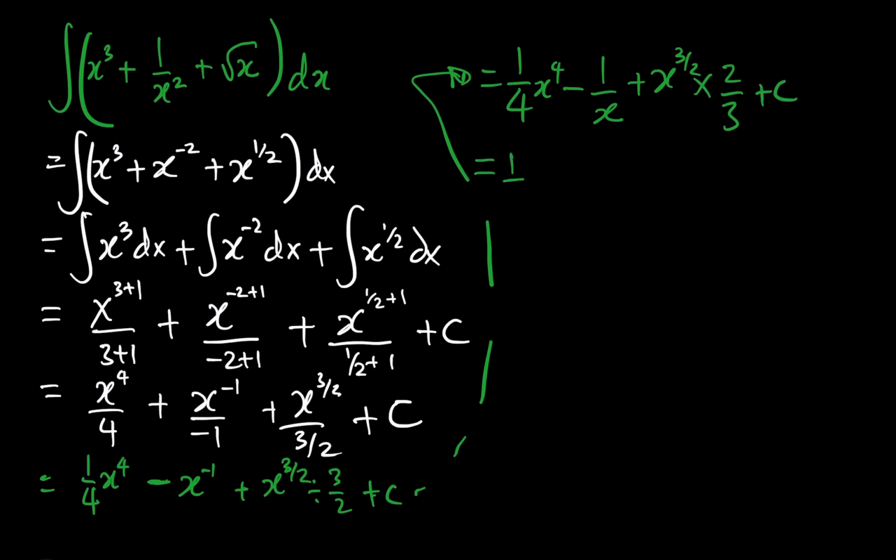And then we have 1 over 4 x to the power 4 minus 1 over x plus 2 over 3 x to the power 3 over 2 plus c. And that gives us our final answer. Now let's take a look at a couple of different problems still on indefinite integrals.